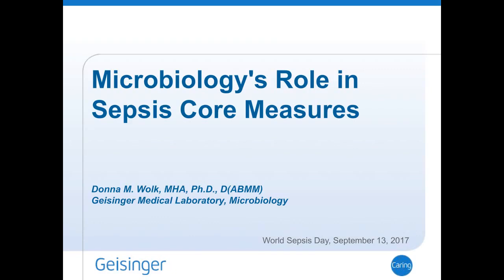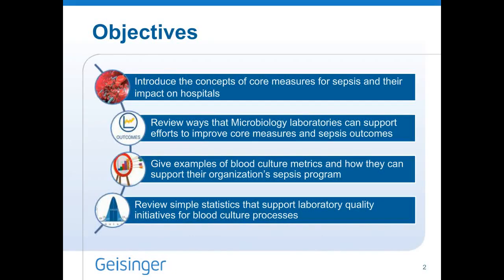The objectives today would be to introduce the concepts of core measures for sepsis and their impact on hospitals, review some ways that microbiology can support efforts to improve those core measures and hopefully then downstream sepsis outcomes, give examples of blood culture metrics and how they can support their organization's sepsis program, and review some simple statistics that support laboratory quality initiatives for blood culture processes.